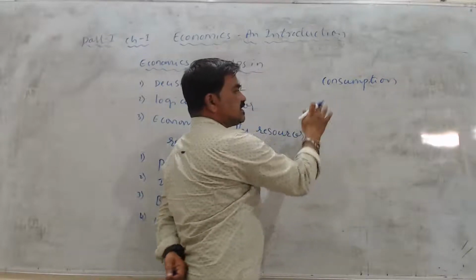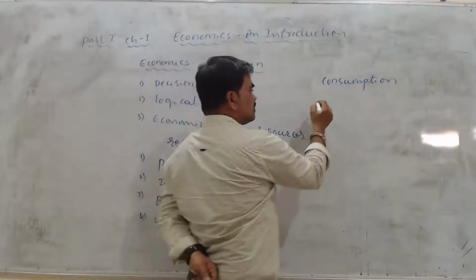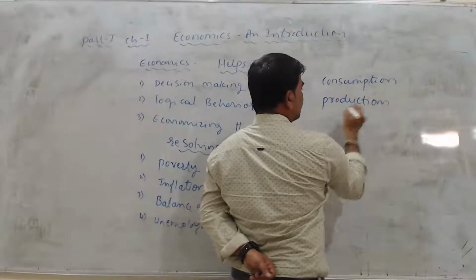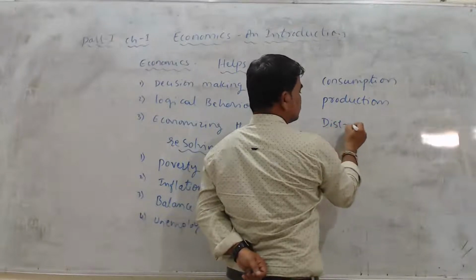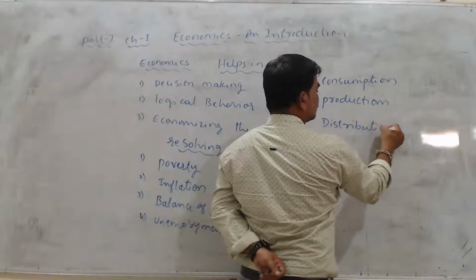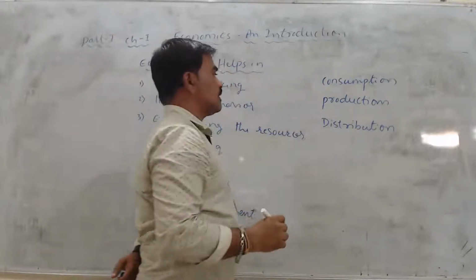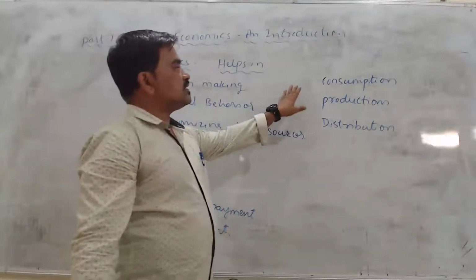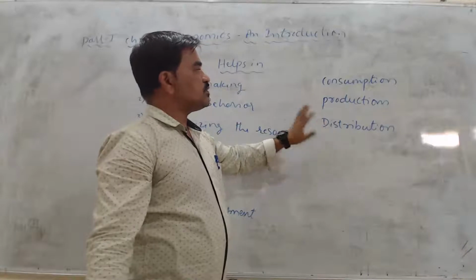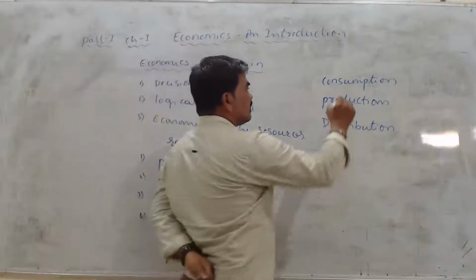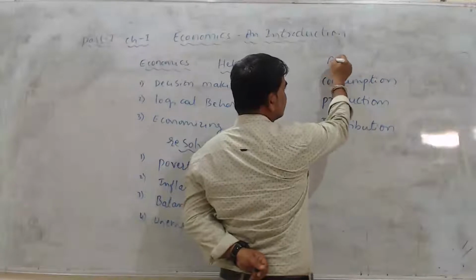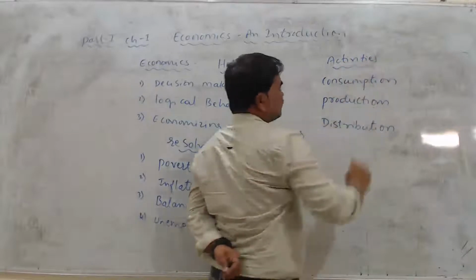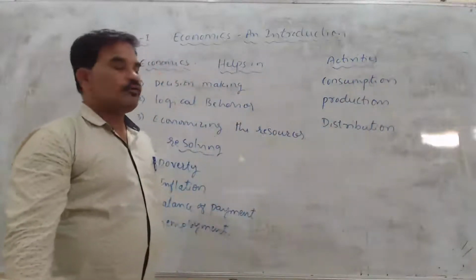Consumption, we can see these activities in our day-to-day life. Consumption, we know. Production, distribution. We can see all these things: consumption, production, and distribution. These are the economic activities we are involved in.